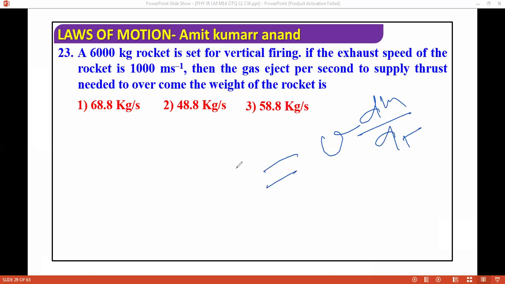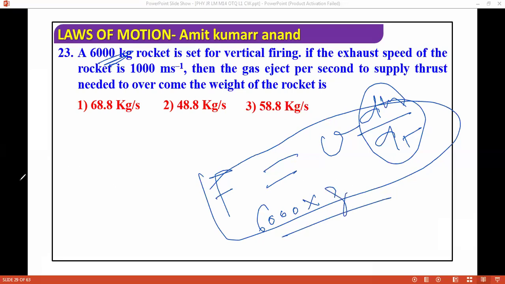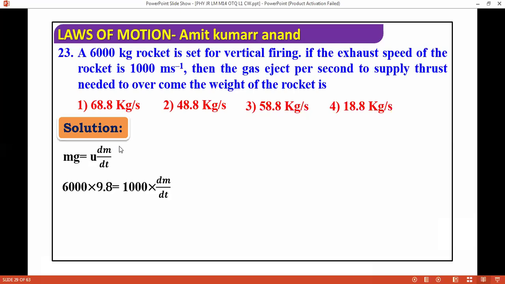And this is what? Force. Yes or no? So the question is asking for dm by dt, simply. And what is the force? The mass is 6,000 kg, so 6,000 into g. From here you can find the force, and then the gas ejected per second, dm by dt. So mg equals v dm by dt. You can apply this here, and you will get the answer 58.8 kg per second. Next, we are moving to the next question.